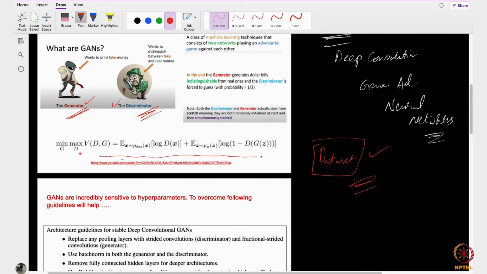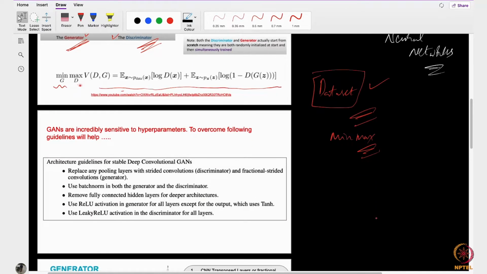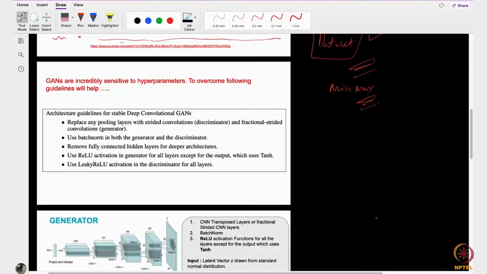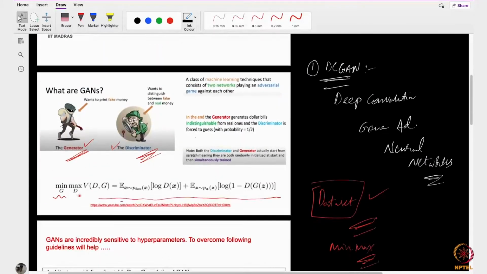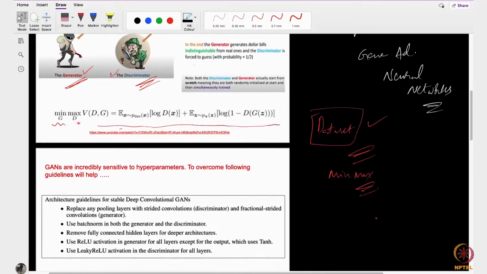This is the loss function, or you can call it the objective function, that is used by GANs. With respect to the generator, this function will be minimized, whereas with respect to the discriminator, this function will be maximized. That is why people call this a min-max objective function. That is the basic idea of GANs.